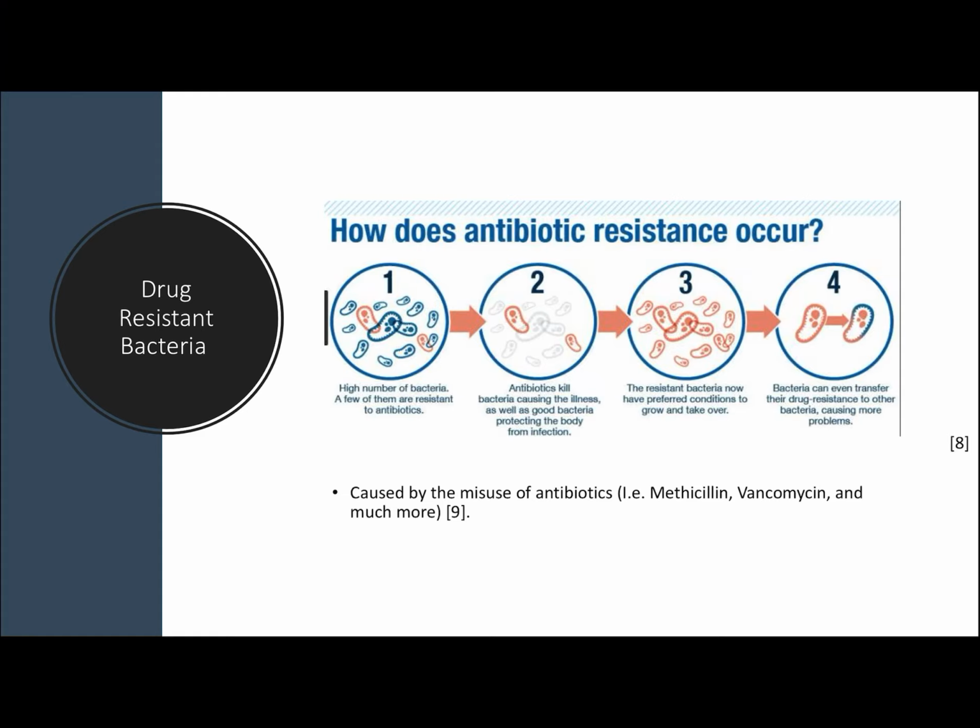When there is a high number of bacteria, the infection is treated with antibiotics. A few of the bacteria are resistant to the antibiotics, but as the antibiotic is doing its function, it is not only killing the bacteria caused by the illness, but also killing good bacteria that protect the body from infection. The resistant bacteria start to grow, take over, and transfer their drug resistance to other bacteria, causing more problems that can even lead to death.